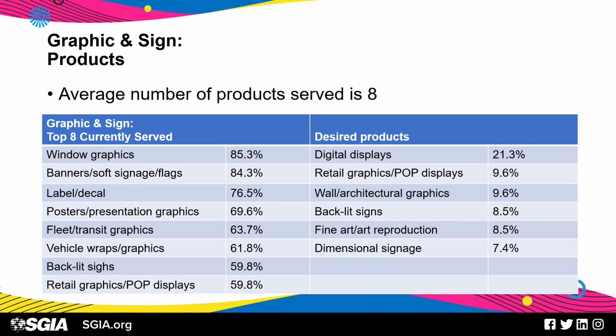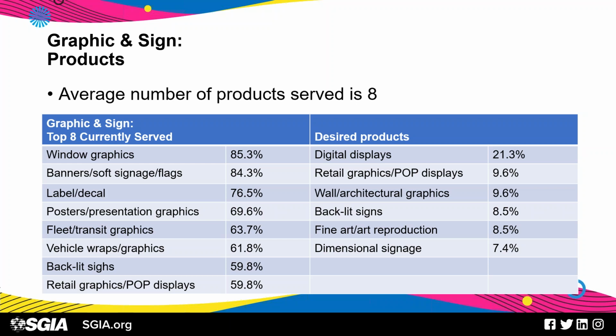What about the products? The average number of products served is 8. Which products are the most popular among graphic and sign producers? We can see that window graphics, 85.3%, banners, 84.3%, at least 3/4 provide labels and decals. Posters and presentational graphics is provided by 69.6%.